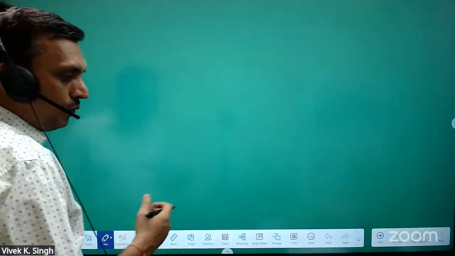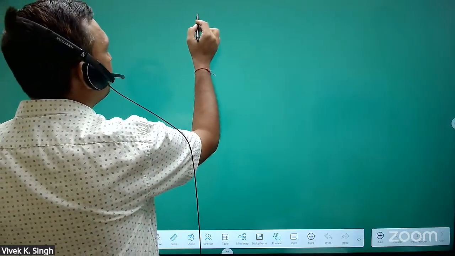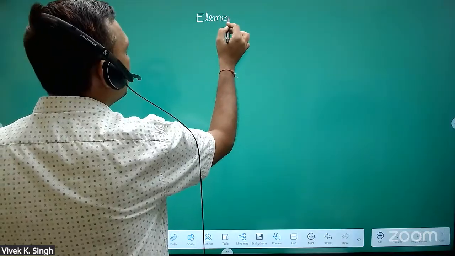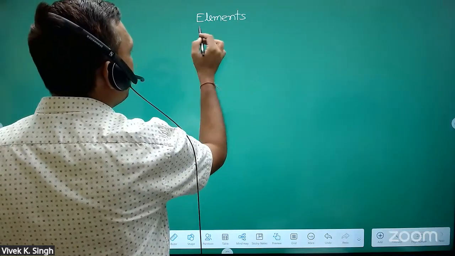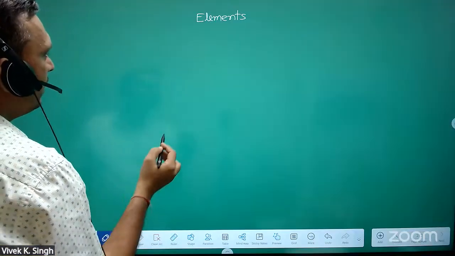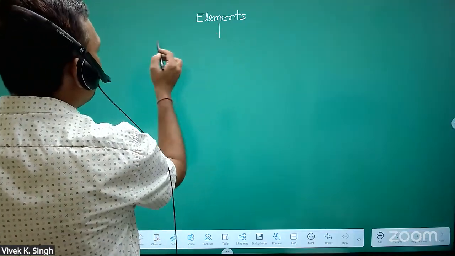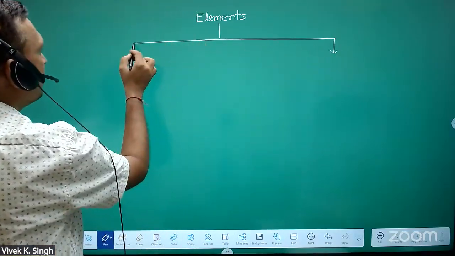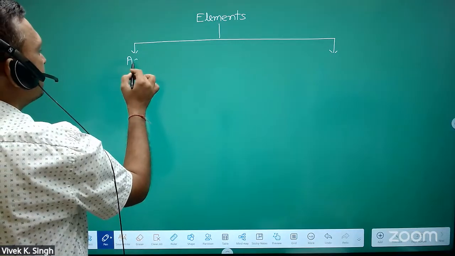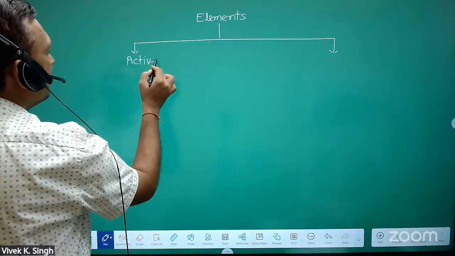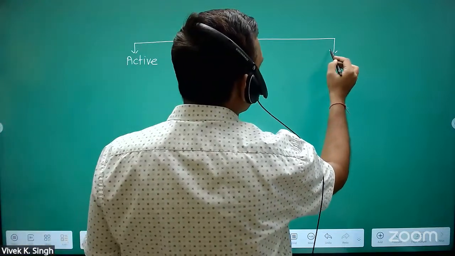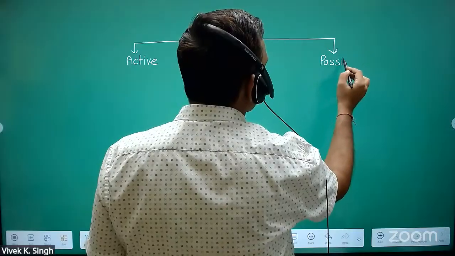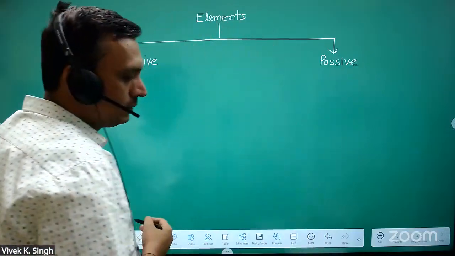Now, what are the elements that we will use in electronics? We define two types of elements. In terms of electronics, one is called an active element and the other a passive element. ठीक है?